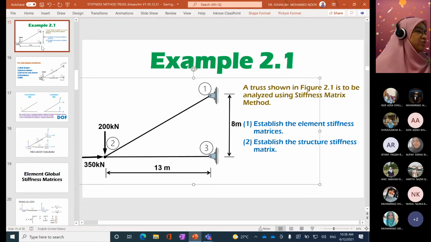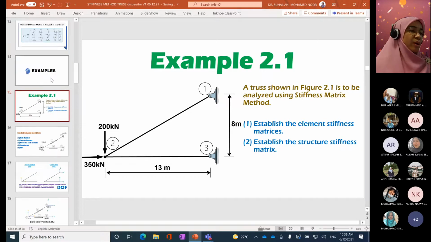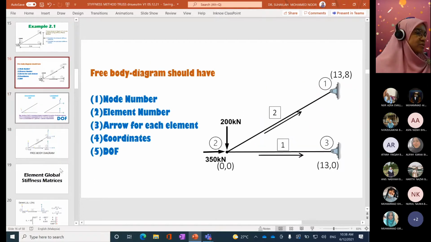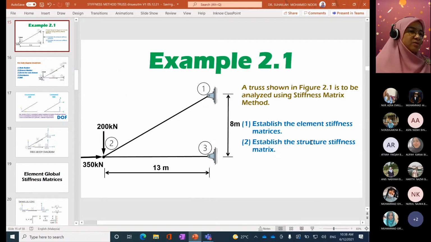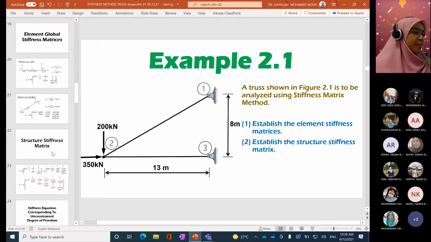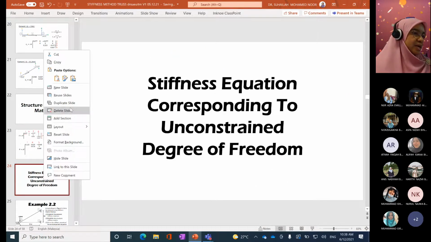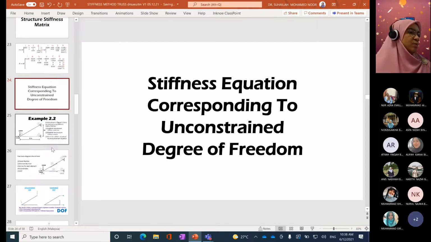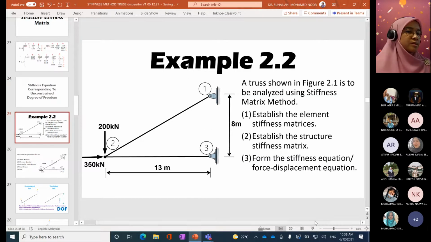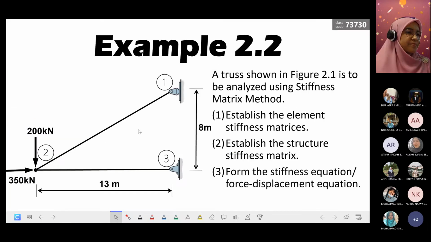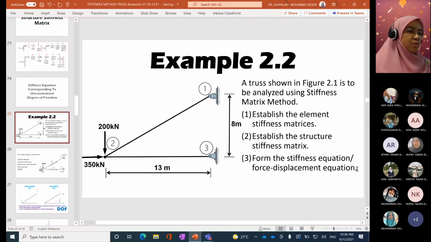Okay, saya nak pisahkan between part 1 and part 2. Tadi kan saya mention about part 1, part 2 kan. So part 1 tu saya nak pisahkan sampai establish the structure stiffness matrix. Part 2 baru masuk yang equation tu. Okay, so kalau depend pada soalan ni establish the structure stiffness matrix memang sampai sini. Okay, yang ini tak nak lagi. Belum lagi. So kita nak tengok comparison between yang ini. Example 2.2 ni, example 2.2 yang ni pun sama.